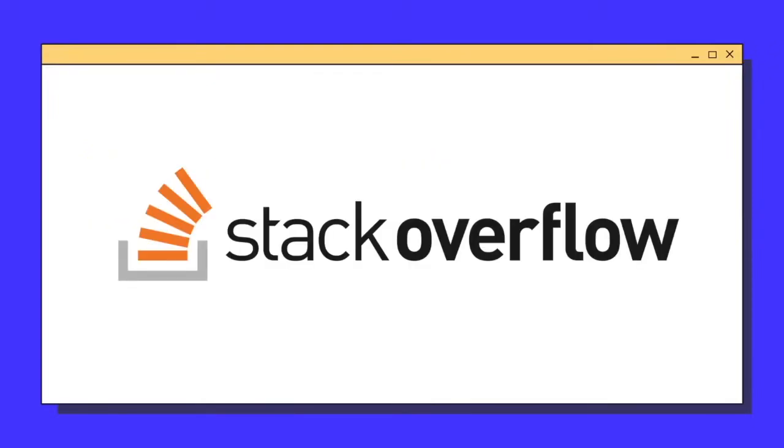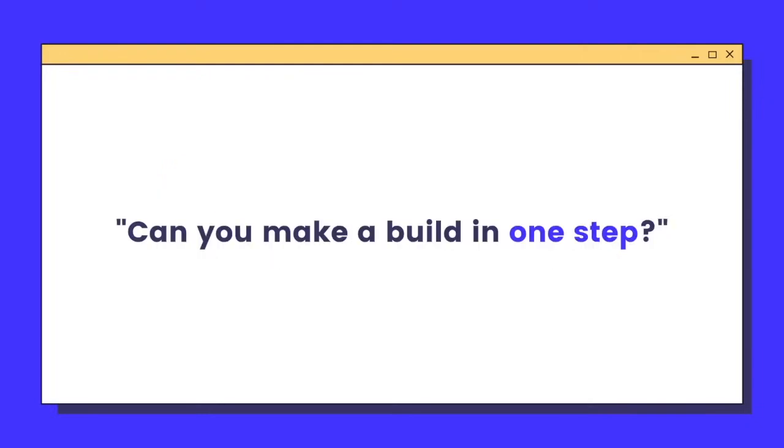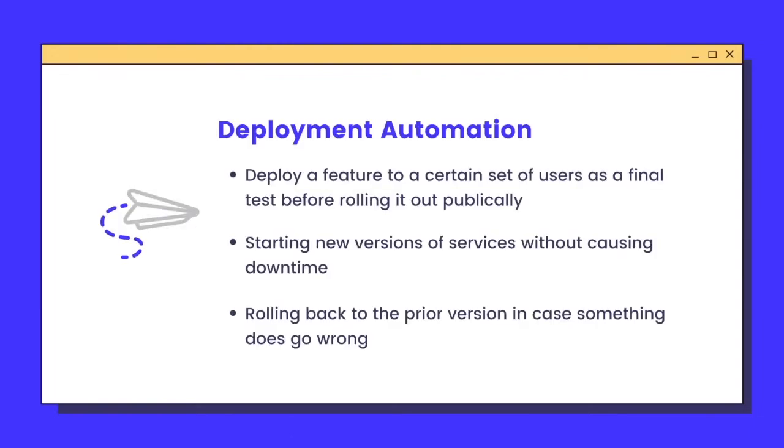In a famous post from 2000, the founder of Stack Overflow places "can you make a build in one step" as the second most important question for a development organization. And things haven't really changed since then. The efficiency of a build process isn't the only goal of deployment automation, however. Other goals include the deployment strategies I talked about. Canary deployments, where you want to show a feature to one user at a time. Starting new versions of your application without causing downtime.